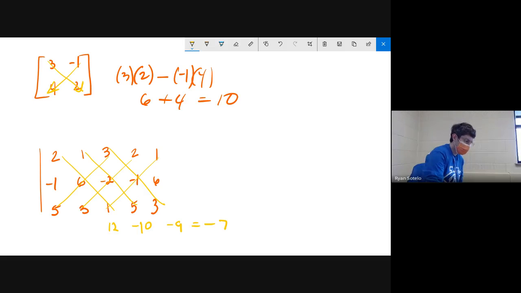So I'll use a calculator unless you can do this. 5 times 6 times 3. 5 times 6 is 30, it would be 90, right? That's 90. Good. 3 times negative 2 times 2 would be -12. Yes. Then 1 times negative 1 times 1 is negative 1. Good.